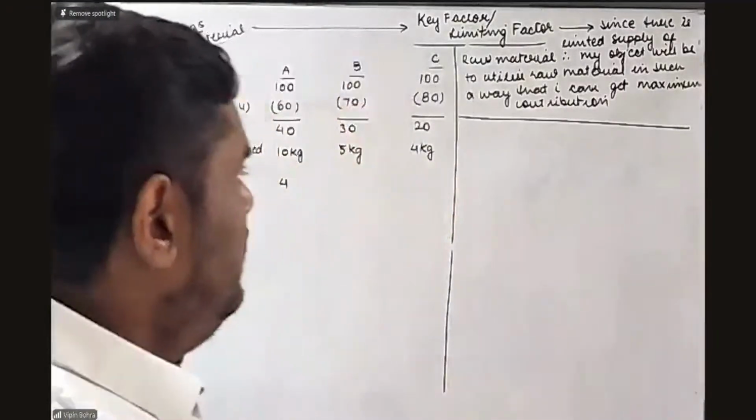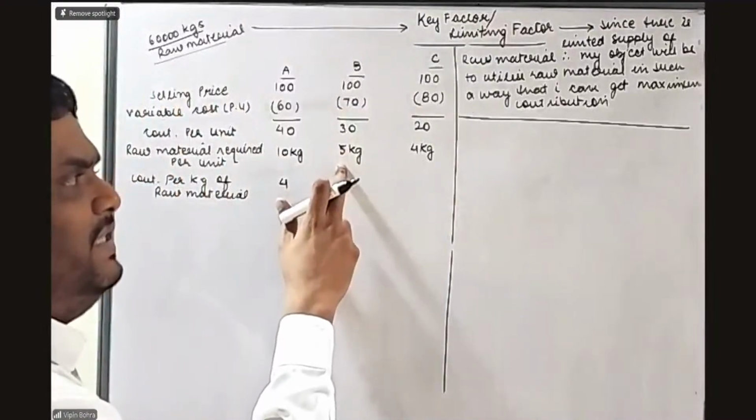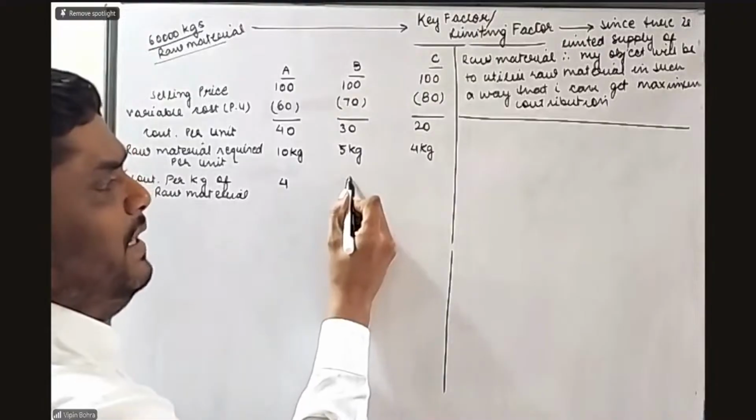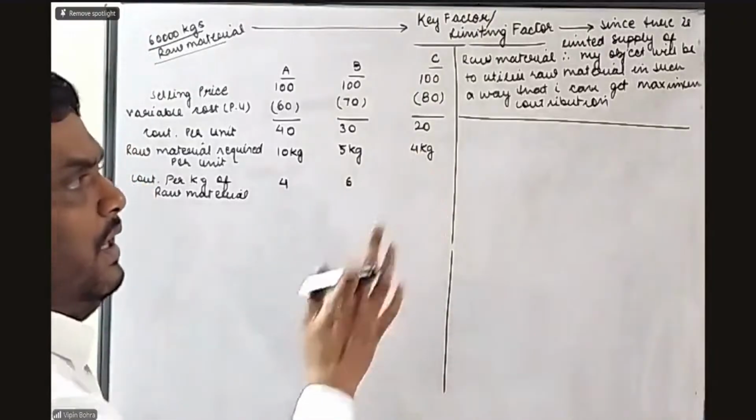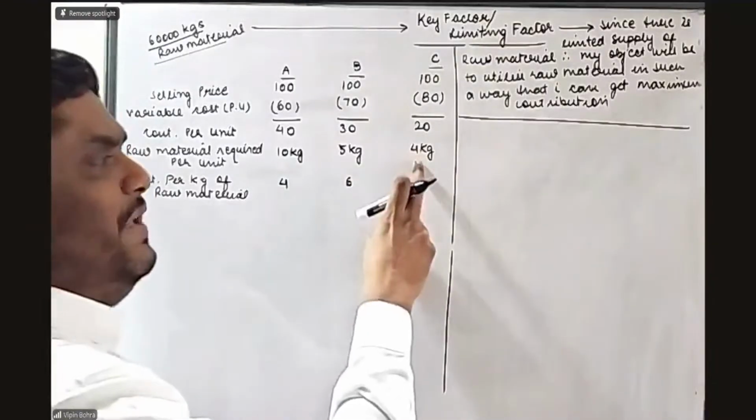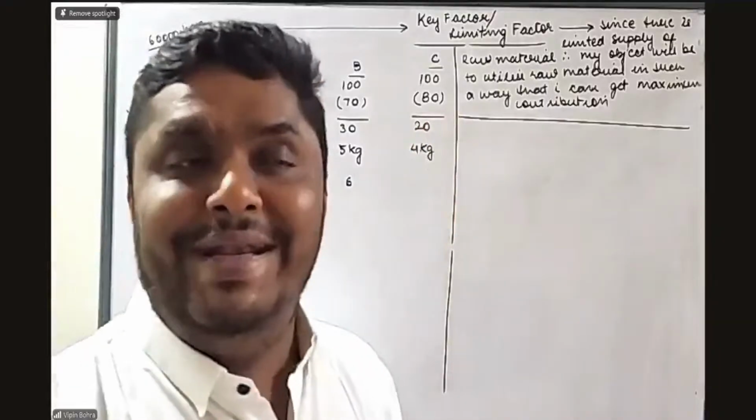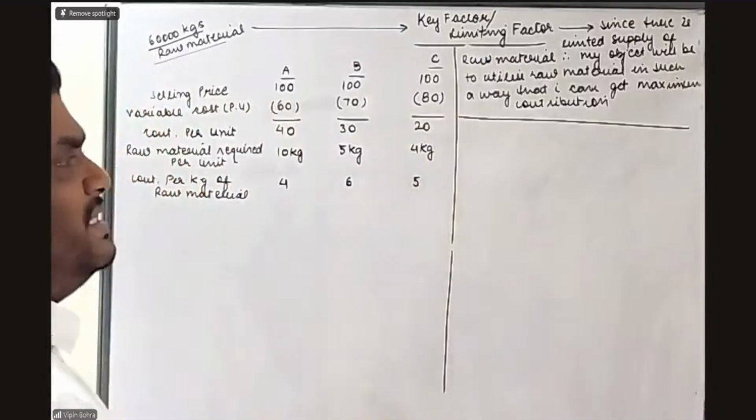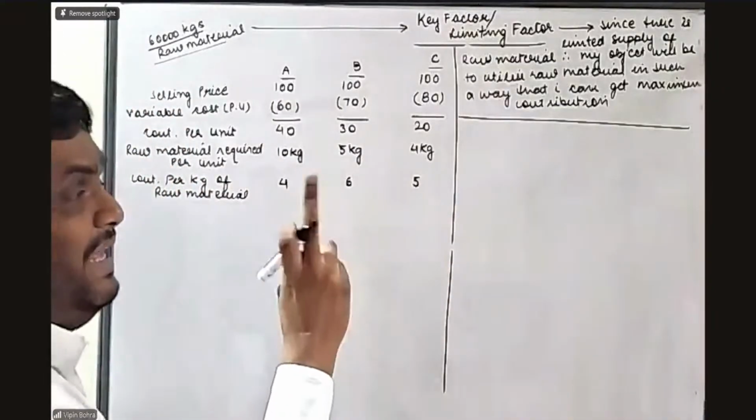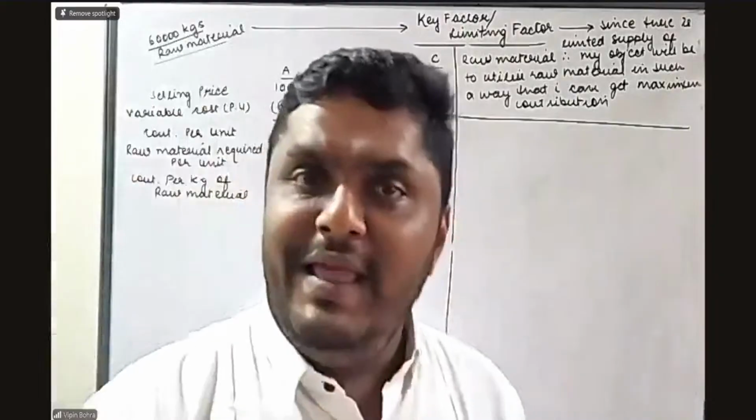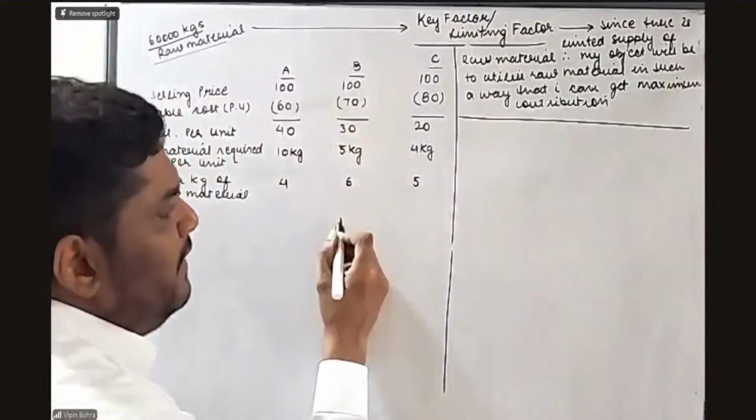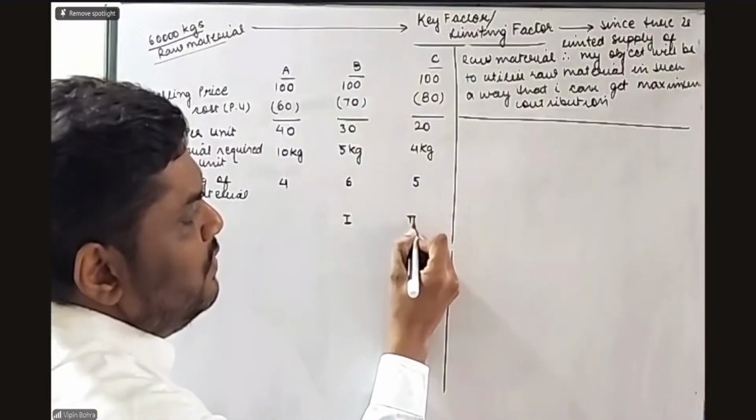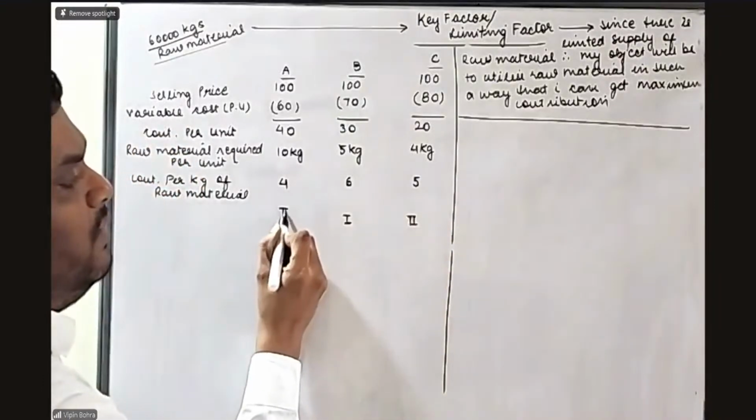4 rupees. In B, after utilizing 5 kgs, we are getting 30 as profit. So every kg, how much profit am I getting? 6 rupees. Now in the third case, after using 4 kgs, we are getting a profit of 20. So how much profit am I getting per kg? 5 rupees. So the highest profit from every 1 kg of raw material we are getting in B. So first priority will be given to B, second to C, and third to A.